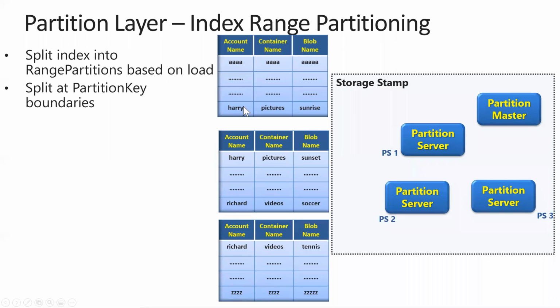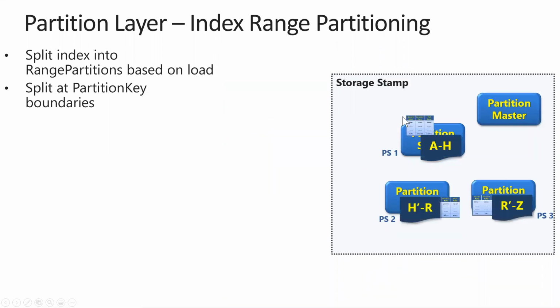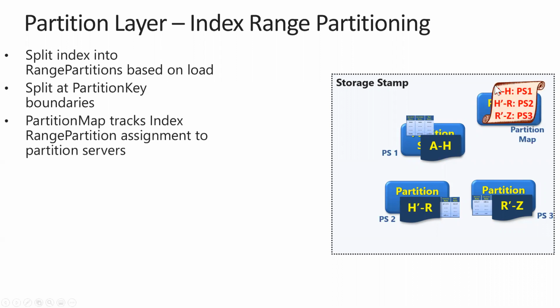They have divided it into these three ranges, and each partition server stores one of these ranges, right? Any request from A to H will be served by this partition, H to R by this partition, and R to Z by this partition, right? And who will know which partition is storing which range? The partition master. The partition master has this entire map: A to H is in PS1, H to R is in PS2, R to Z is in PS3, right?